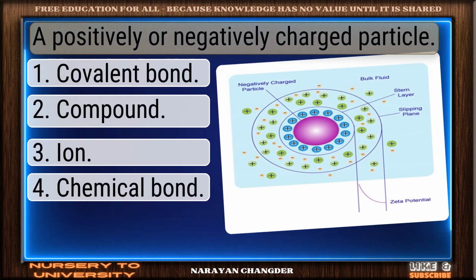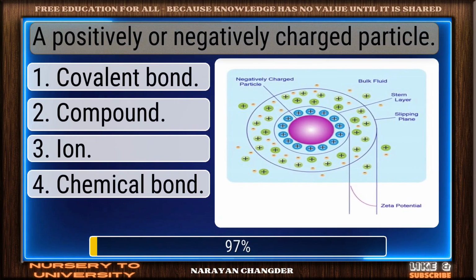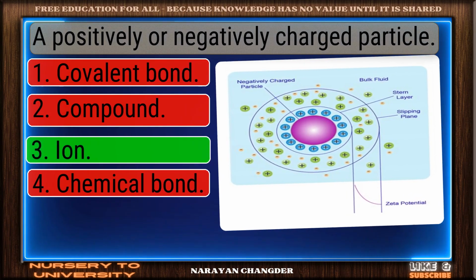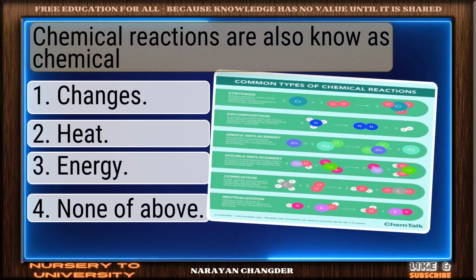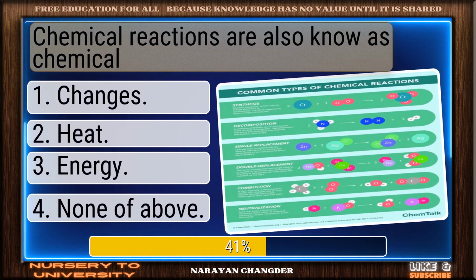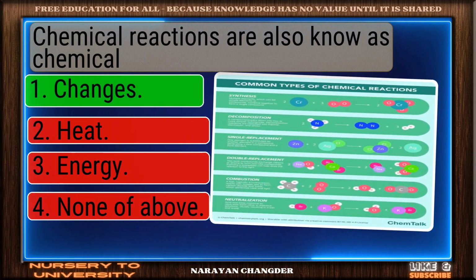A positively or negatively charged particle. You got it. Your choice sign is right. Chemical reactions are also known as chemical. On track. Changes is the correct answer.